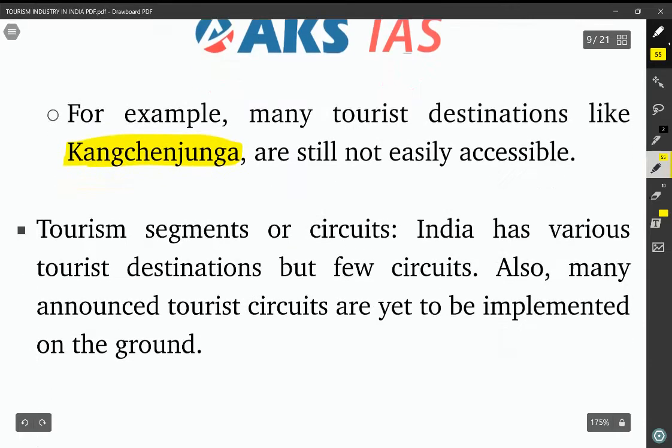Next important point is tourism segments or circuits. What is this about? India has various tourist destinations but very few circuits. Also, many announced tourist circuits. The government of India has announced many tourist circuits. However, they are yet to be implemented on the ground. So, on paper, they have announced that certain tourist circuits are to be provided dedicated focus, but in reality, that has not happened on the ground.